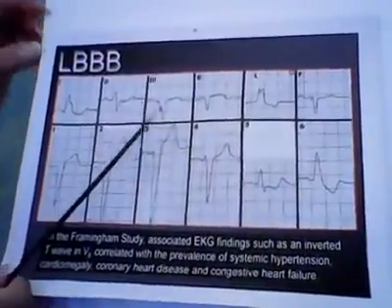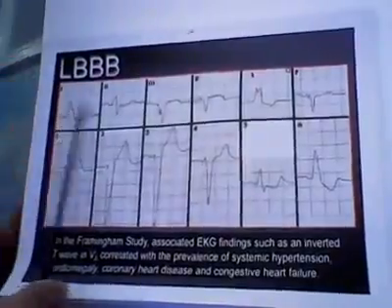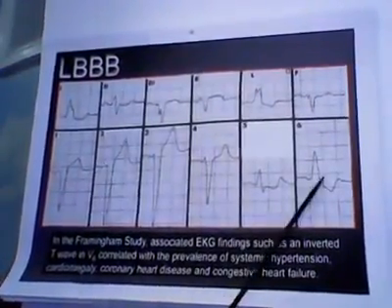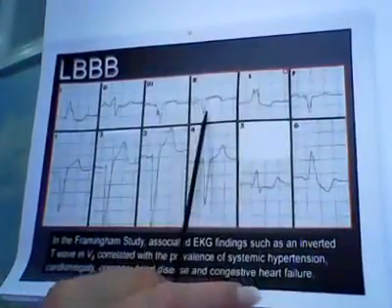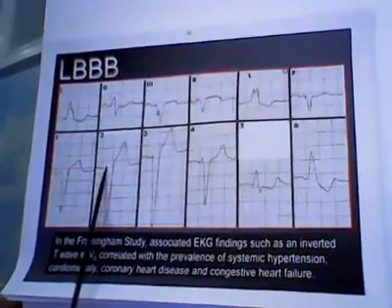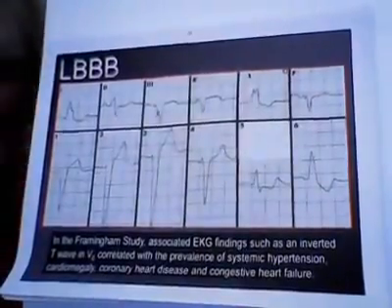Here we go. All my complexes are wide, okay? I'm up in V6 the way I'm supposed to be. I'm down in AVR the way I'm supposed to be. And I have a very narrow R wave in V2. So this is just a plain old left bundle branch block.